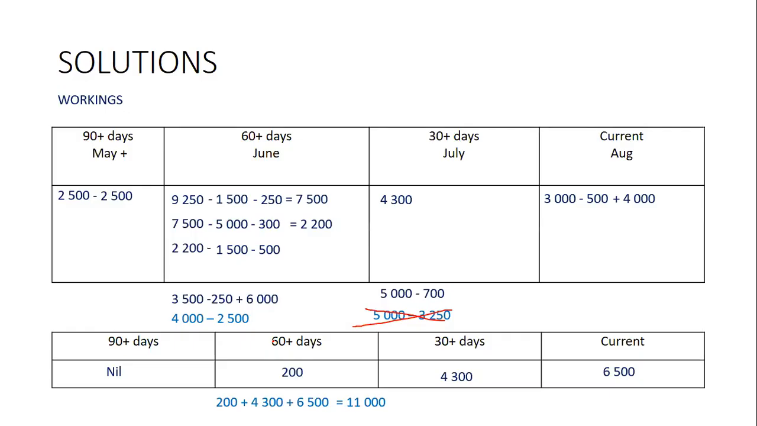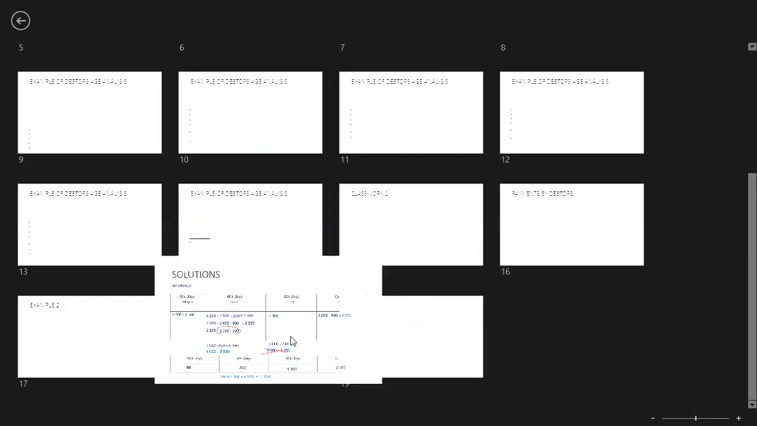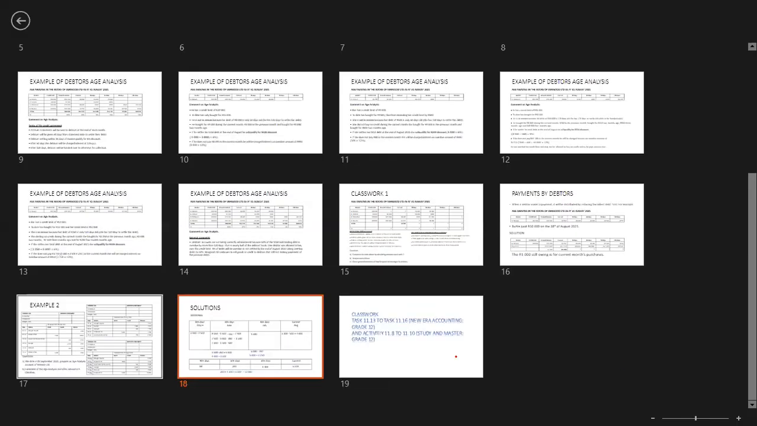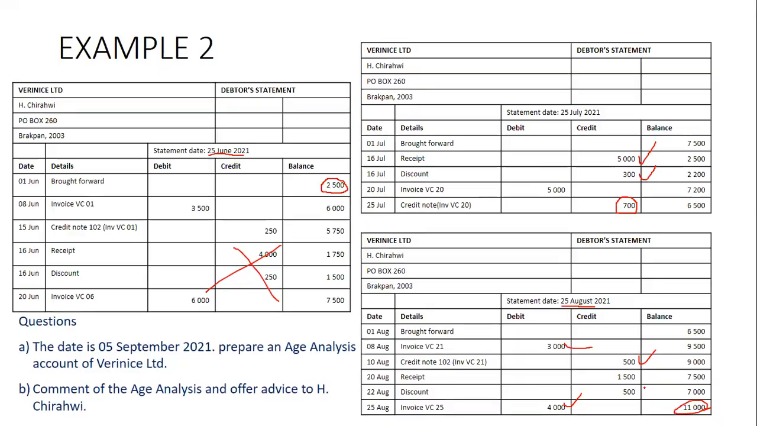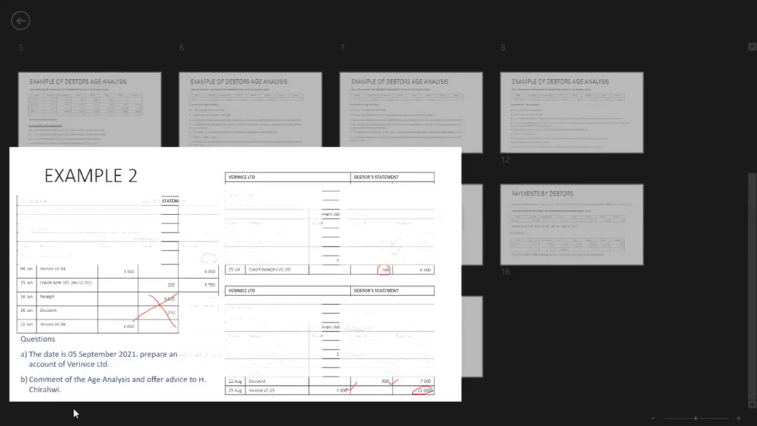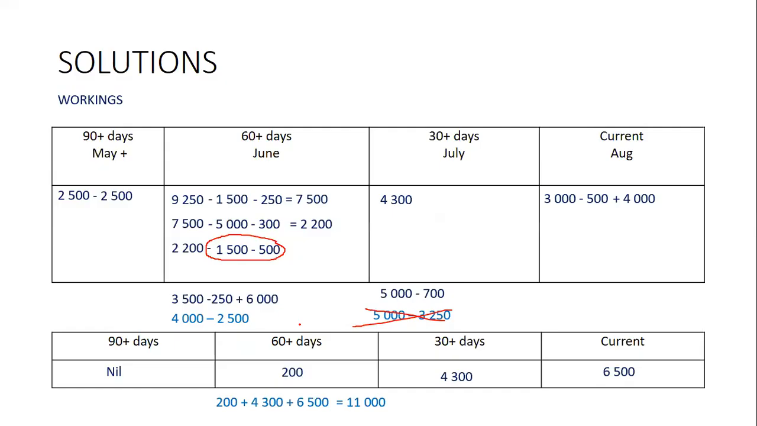Seems like I entered extra things here. I just want to check if everything is correct. Oh, this is one thing that I did not explain here. This is the payment that she made in the current month, which was 1,500. It goes with a discount. Hence, for the 60 days, she only owes 200.